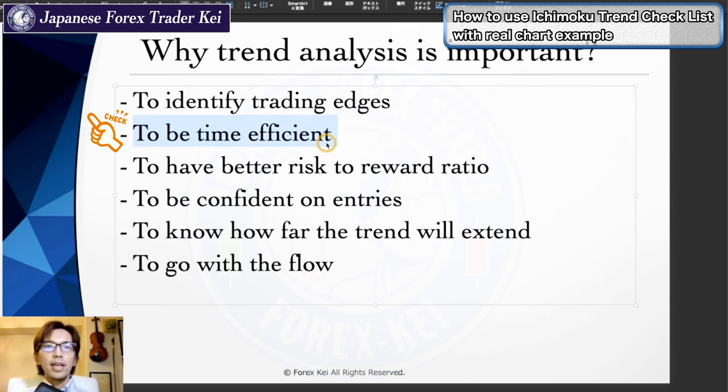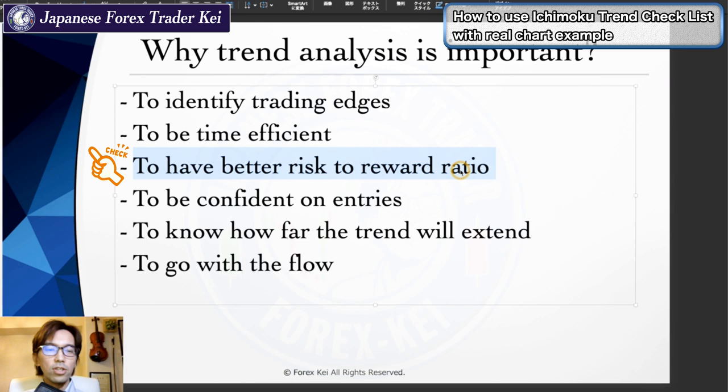And that's why trend capture is very important to be time efficient in investment, right? And also you have a better risk to reward ratio. When you take trades according to the trend, then your risk is going to be minimized and your reward can be extended a lot. And you can easily find those spots as you take trades by the trend, right?